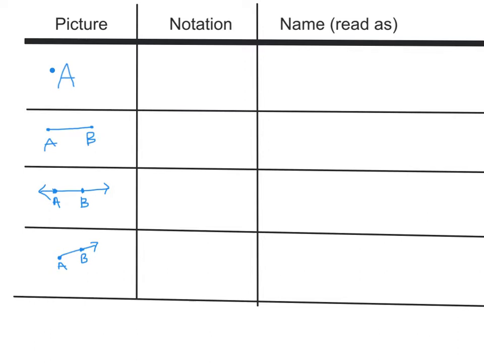When you see this first picture right here, the little dot and the letter nearby, that is read as point A. So when I write it, I write point A. Easy enough. But what if I don't want to write the word point? I just want to write it in proper notation. Proper notation is just the letter A. We don't put a dot, we don't write the word, we just put the letter A. But we have to know to read that as point A.